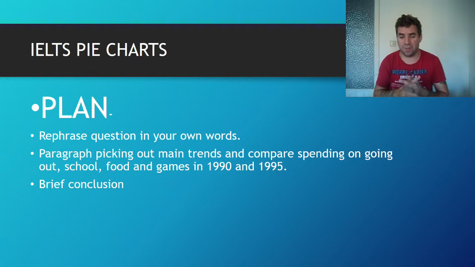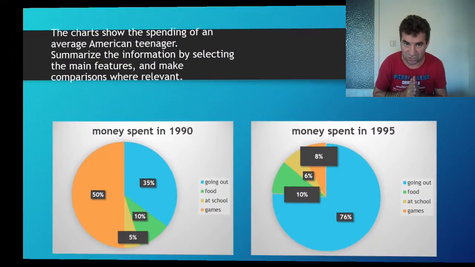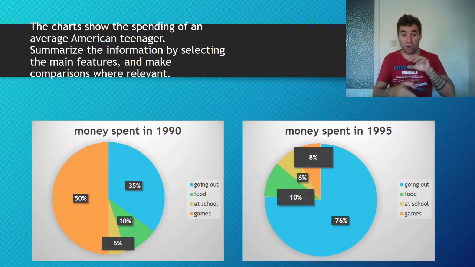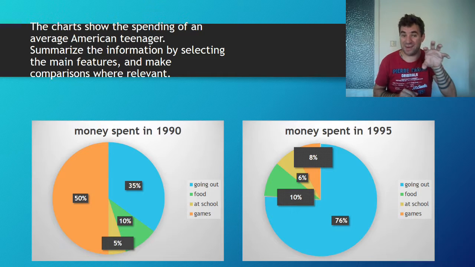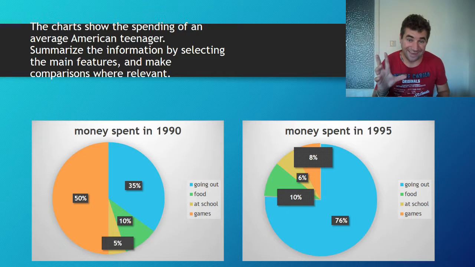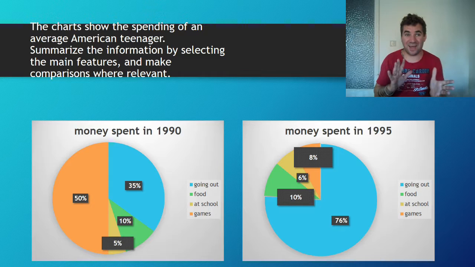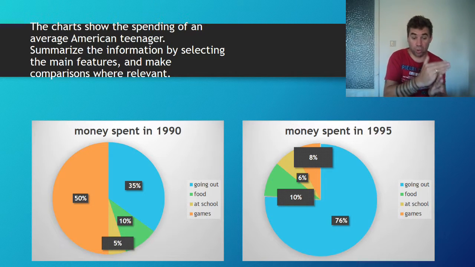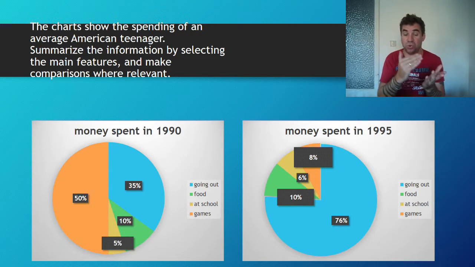So going back to the pie charts, you can see there's 2 ways to attempt this question. First of all, you could do a paragraph describing all the money that you've spent in 1990, and you could do another paragraph about all the money spent in 1995. That's fine, it's logical, but doing it like that, I don't really think you're going to get enough comparison. Whereas I've decided to actually talk about going out, food, at school and games, so what they spend their money on, and this is going to allow me to compare it in a lot more detail.